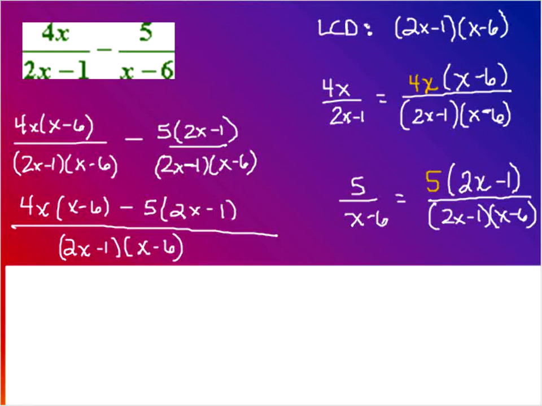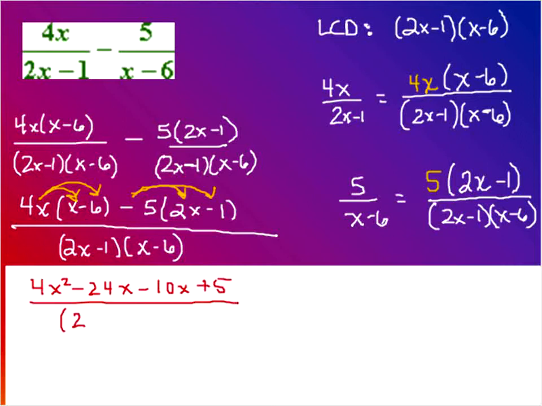And now I'm going to finish up by simplifying the top. I'm going to use the distributive property to distribute the 4x through the first parentheses and the minus 5 through the second. So that will give me 4x squared minus 24x minus 10x plus 5. That's distributing through.